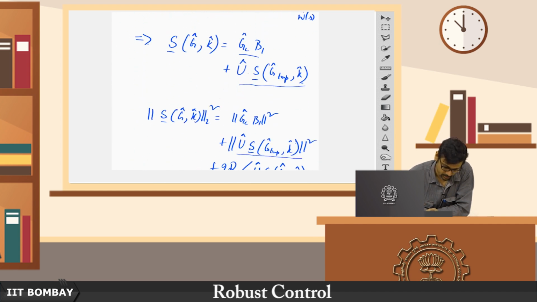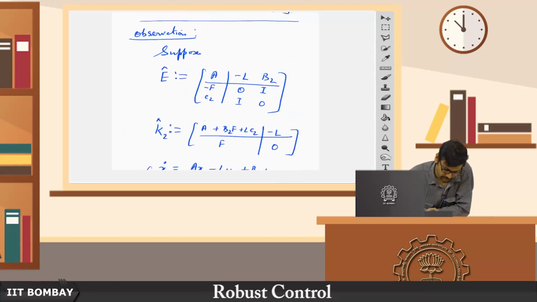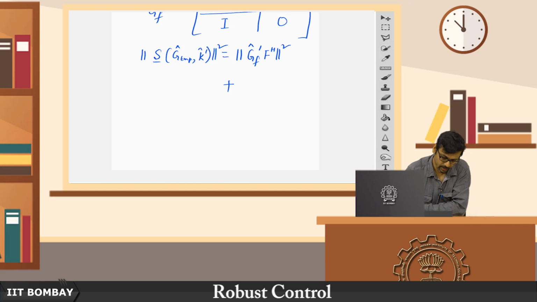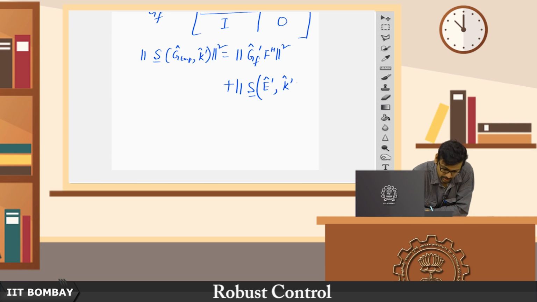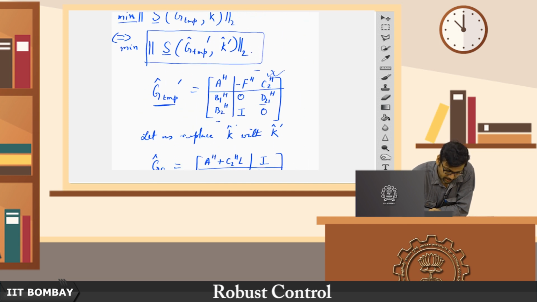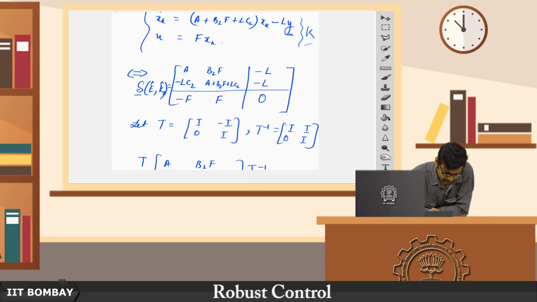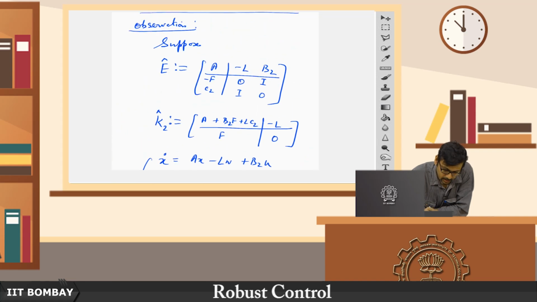So, now if I look at what the G hat TMP corresponding to G hat TMP would be, I would get the norm of the star product between E hat prime, right, K hat prime, where E hat prime is exactly what we had defined in the previous lecture. Notice what was E hat? Here goes E hat. Okay. So, observe then what is E hat prime. This is exactly what we had defined earlier.